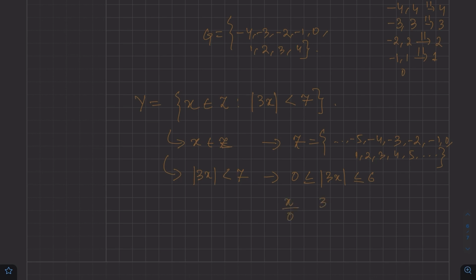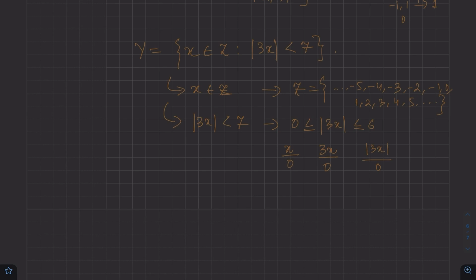So if x is 0, 3x is 0, the absolute value will also be 0. If x is 1, this is 3, this is 3. If it's 2, it's 6, this is also 6. If it's -1, this is -3, this is 3. If it's -2, this is -6 and 6. So this is the solution.